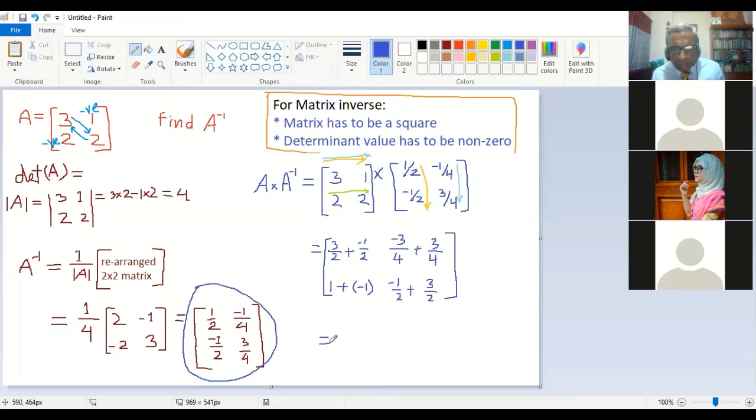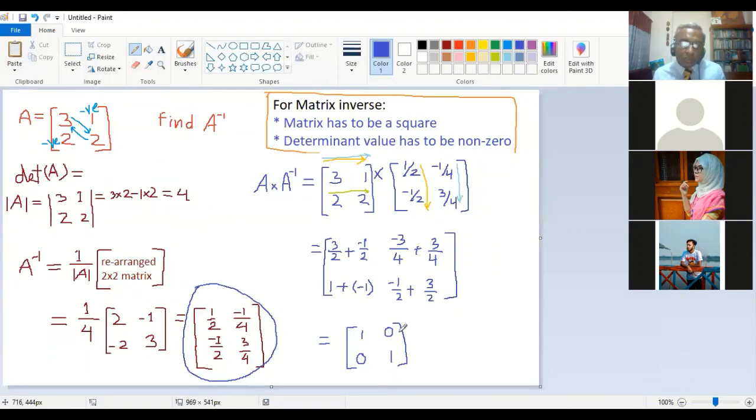What is the answer coming? The first one is 1, you add the two and it will be 1, right? Then minus 3 by 4 and plus 3 by 4 goes to 0. And the left side down is also 0. And then 1. So it is 1 0 0 1.